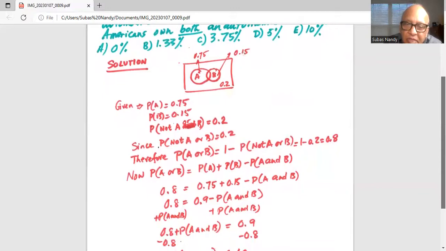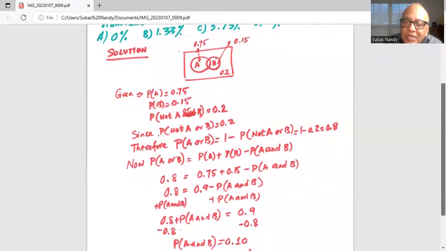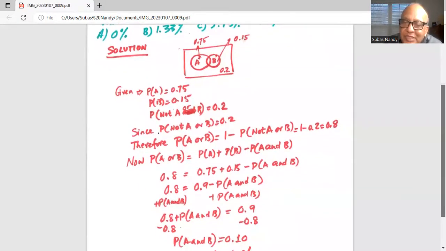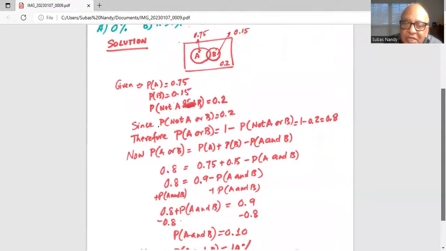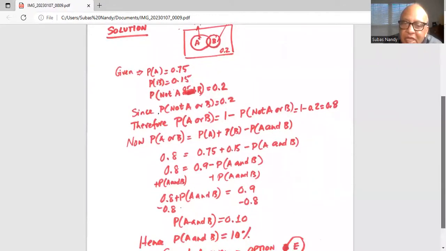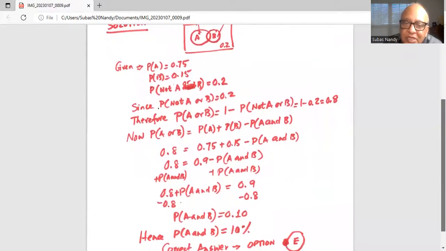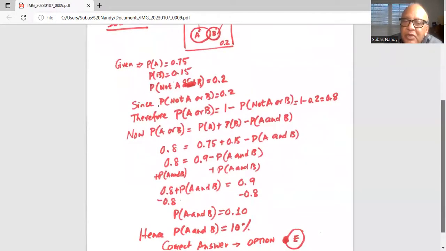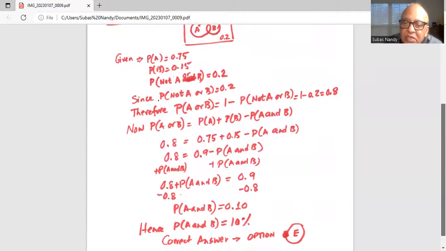Okay, so if we simplify, 0.8 is equal to 0.75 plus 0.15, which is 0.9, minus probability of A and B. So we will add probability of A and B on both sides of the equal to sign. So we have 0.8 plus probability of A and B is equal to 0.9. Now we will subtract 0.8 from both sides. So we will get probability of A and B on the left is equal to 0.9 minus 0.8, which is 0.1.